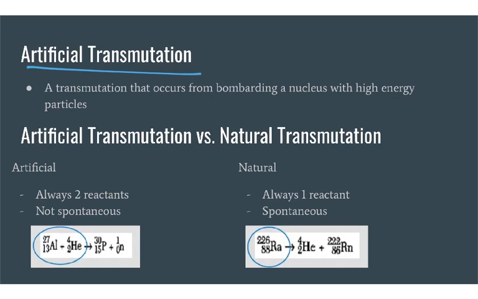So the difference is that with artificial, there's always two reactants, right? We have our nucleus, and then we have what we are bombarding it with. In this case, it is an alpha particle, or that helium, remember, that's an alpha particle. And it's not spontaneous. We are making this occur, right? So we are throwing alpha particles at high speeds, high heats, high intensities at this aluminum and causing it to break down. So again, not spontaneous, whereas natural has only one reactant and it's a spontaneous decay over time.